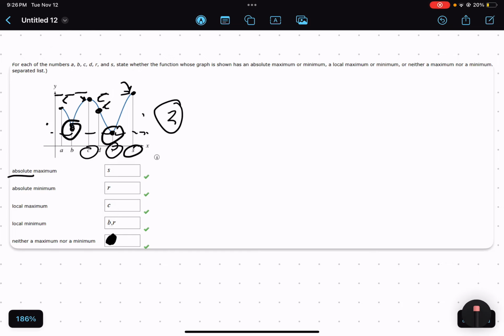And then for the points where there's neither a maximum nor a minimum, we look over here at point D, where of course there's no peak or trough, and then at A as well, where there is no connecting dot, but it's not an absolute minimum or maximum either, unlike point S. So it would be point A and D.